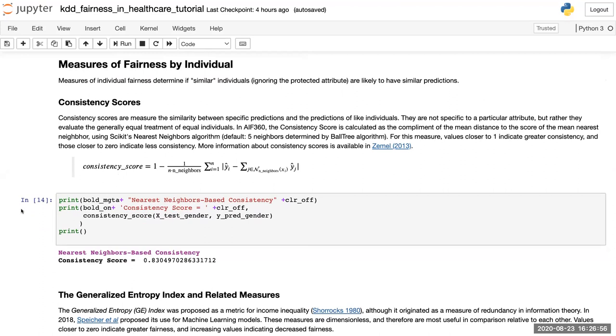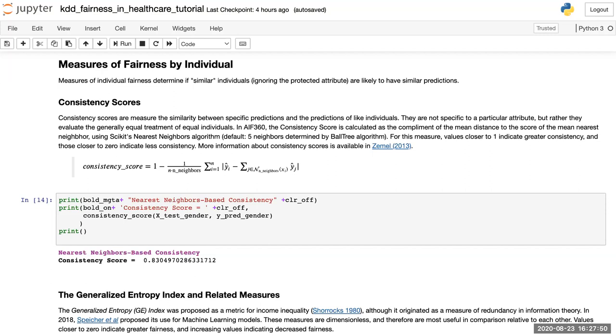So lastly, we'll look at measures of individual fairness. One example is the consistency score, as I mentioned before. Consistency scores measure the similarity between specific predictions and the predictions of like individuals. In this case, likeness is defined using the nearest neighbors algorithm, using the five nearest neighbors, and using the ball tree algorithm on the back end. The consistency score is the complement of the mean distance to the mean nearest neighbor. So a zero value will indicate fairness and increasing values indicate increasing unfairness. I'm sorry, I got that backwards. A one value will indicate consistency and decreasing values indicate decreasing consistency. My apologies.